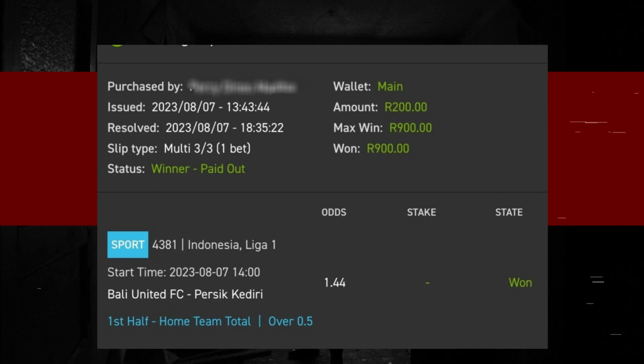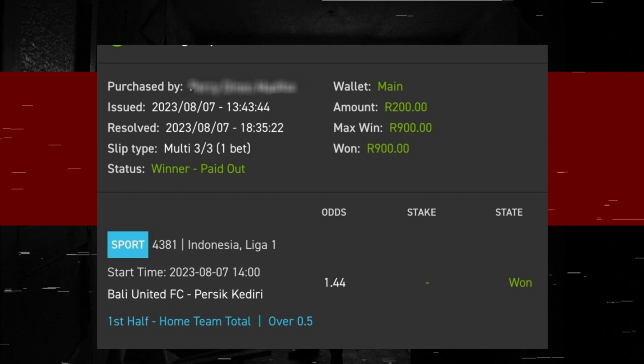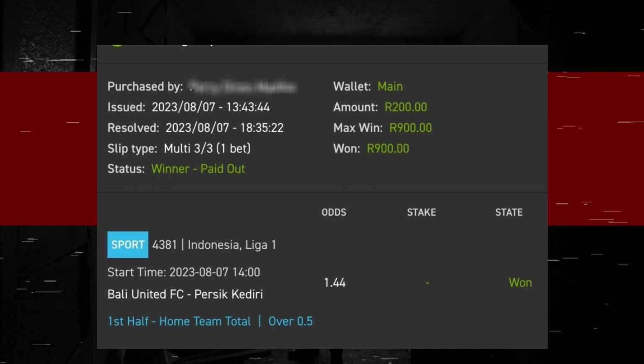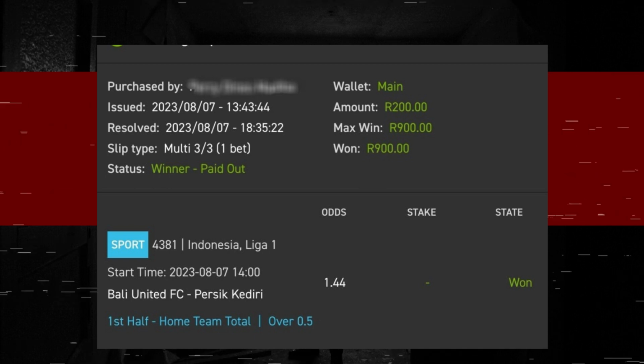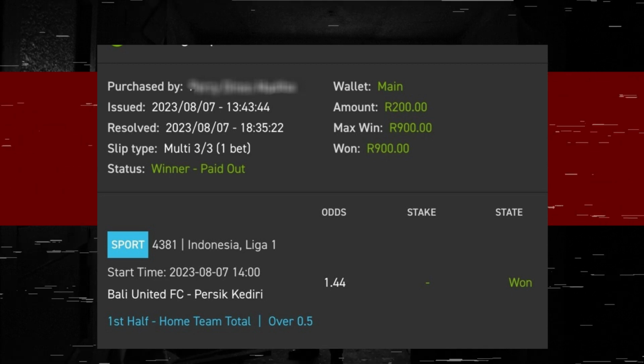I will have analyzed, I will have checked maybe the first half goal, maybe the second half goals, maybe home team to score first, the corners, whatever bet I'm going to place, but I need to play around the 0.60. So when you choose 3 of them, they're going to give you an average of at least 4 odds. For the first one that I did, I used 3 legs, and my odds gave me 4.50. Now 200 rand times 4.50 gave me 900 rand.